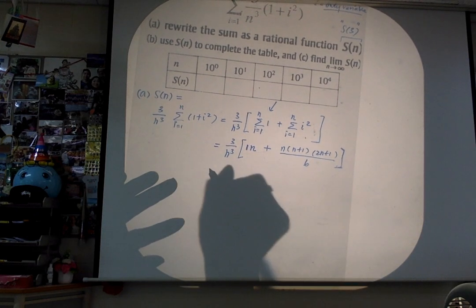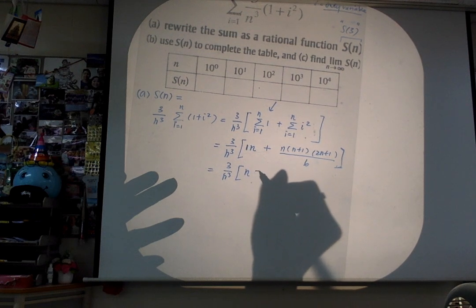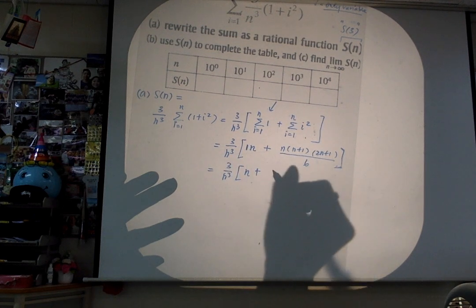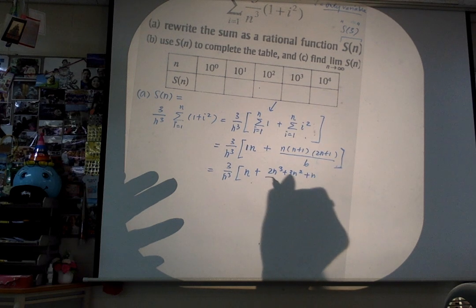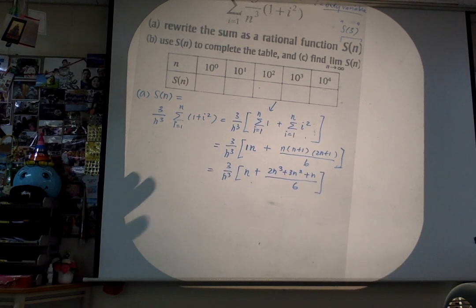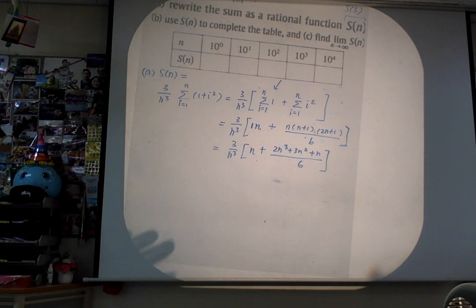Now let's simplify everything. 3n cubed, and you get n here, right? Plus, I'm going to multiply all this in, okay? So 2n cubed plus 3n squared plus n, all over 6. Woo! Like I told you, a lot of algebra here, okay? Make sure you verify my answer here.